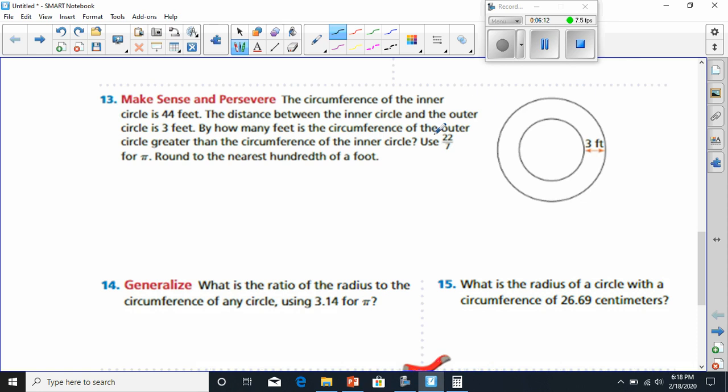Let's see. By how many feet is the circumference of the outer circle greater than the circumference of the inner circle? We're going to use 22/7 as pi this time. Okay, so they want to know how much bigger the outer circle circumference is than the inner one. Well, the inner one, we'll put I for inner. That is going to be, it says already, the circumference is 44 feet.